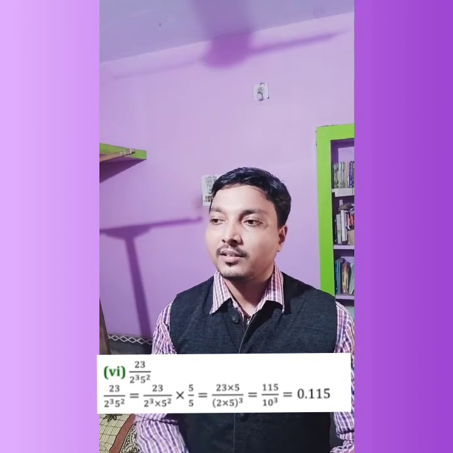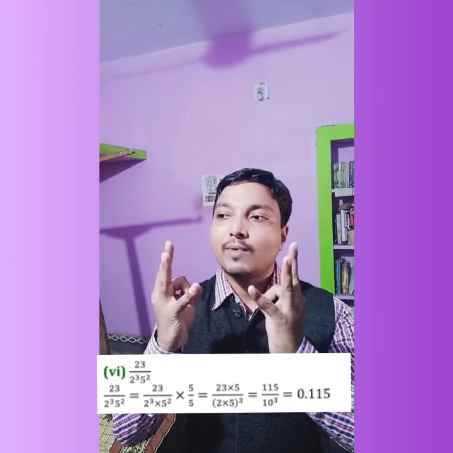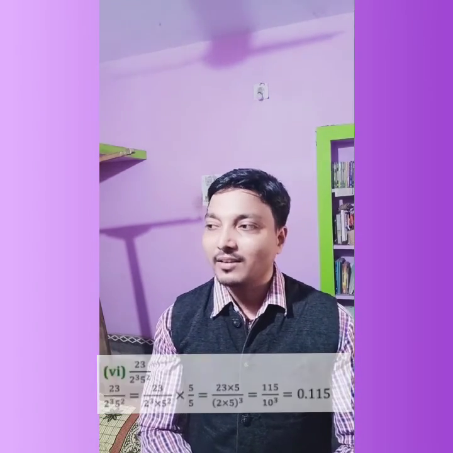And the next question is 23 divided by 2³ into 5². Here the number of 2s is 3, and the number of 5s is 2. So the greater one is 3 for 2, and here it is 2. So another 5 I have to multiply in the numerator, and another 5 also in the denominator. So the numerator product 23 into 5 is equal to 115, and the total number of 2s is 3, and the total number of 5s is 3. So 2 into 5 means 10, 2² into 5² is 100, 2³ into 5³ means 1000. So the decimal fraction is 115 divided by 1000, and the decimal number is 0.115.